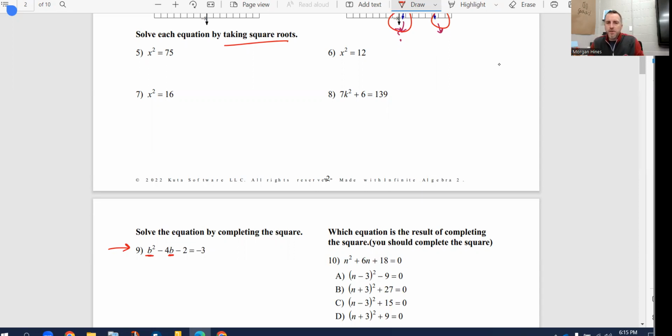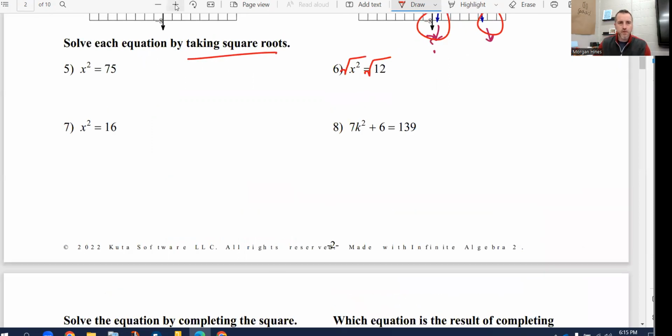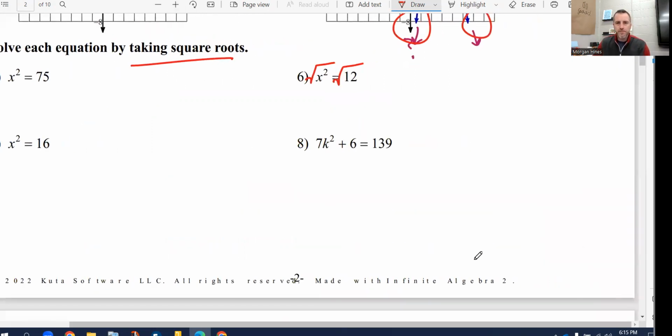But if you don't have both of them, like number 6, we can just take the square root of both sides. Remember, with a quadratic, the fundamental theorem of algebra says we're going to have two answers. Where do they come from? Because you have plus or minus the square root of 12.